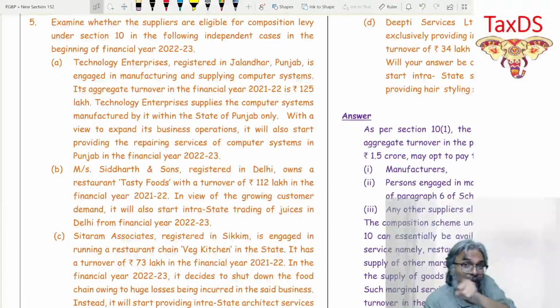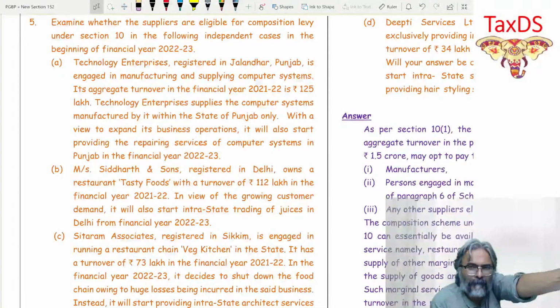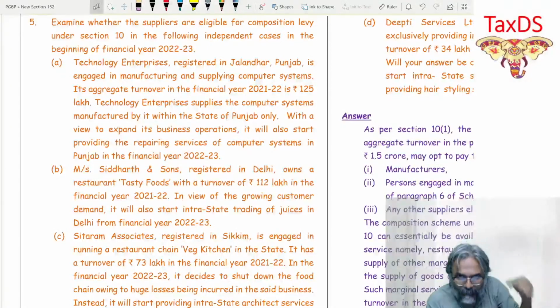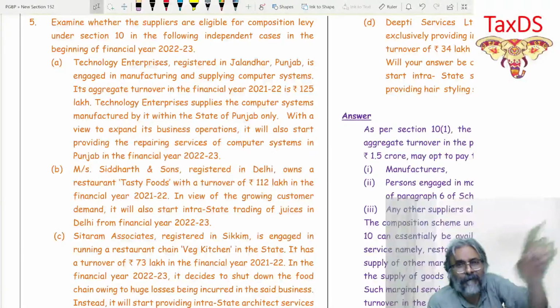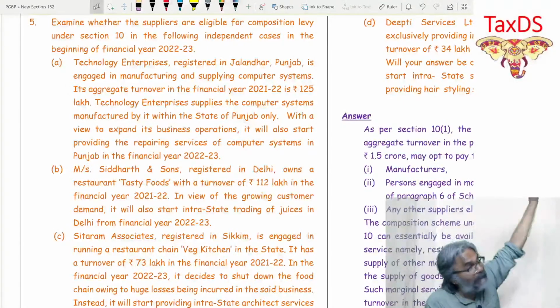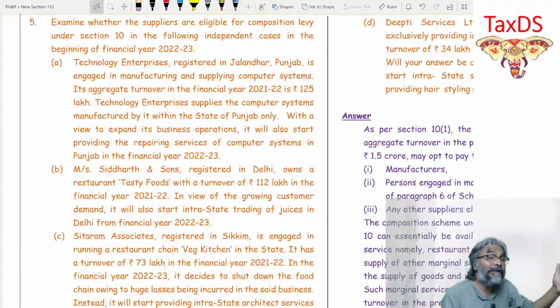It wants to start with the service. Only he wants to do it, or his son wants to also do it in the same firm? Only he wants to do it. So same PAN of the last year, same PAN in the current year. So what will happen for the marginal service here?